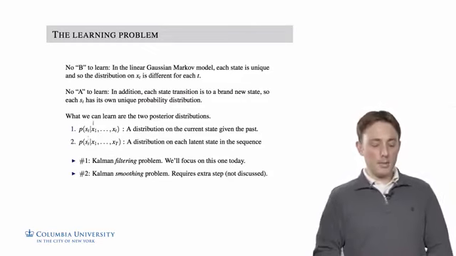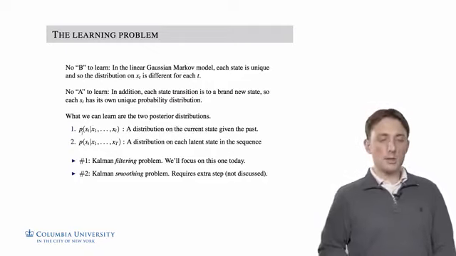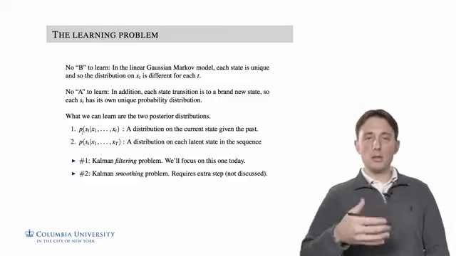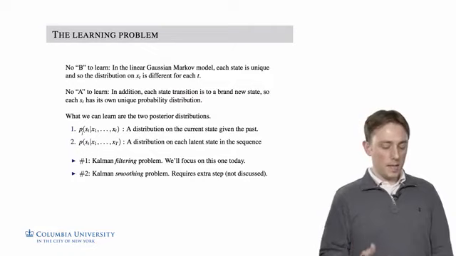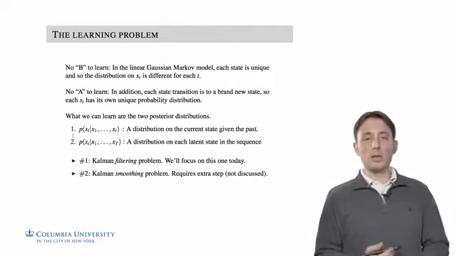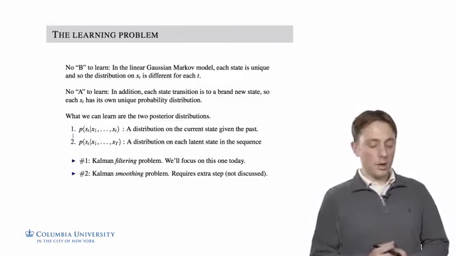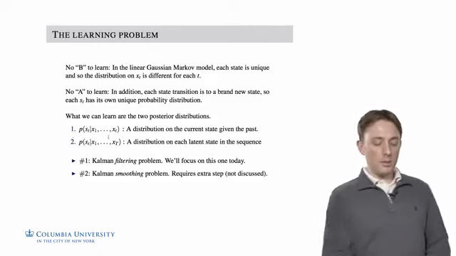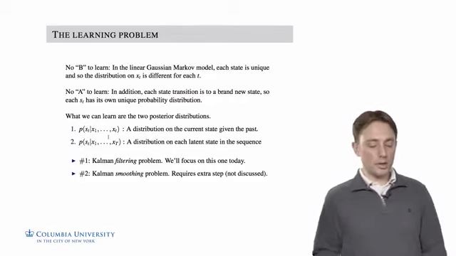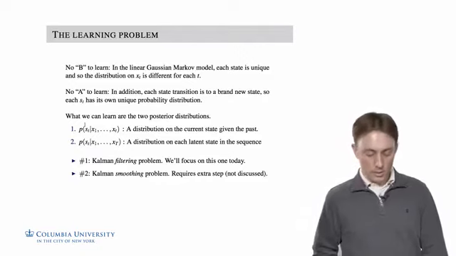The first problem has a name. It's called Kalman filtering. It's what we'll focus on today. It's learning the continuously evolving distributions on the states as in a real-time setting. The second problem is known as Kalman smoothing. It requires one extra step that we won't discuss. It's similar to the backward algorithm for the hidden Markov model. This would be something where we have all the data in advance and we want to then do some sort of post-processing. So the first problem has to do with tracking objects, and that's what we're going to focus on for the rest of the lecture.